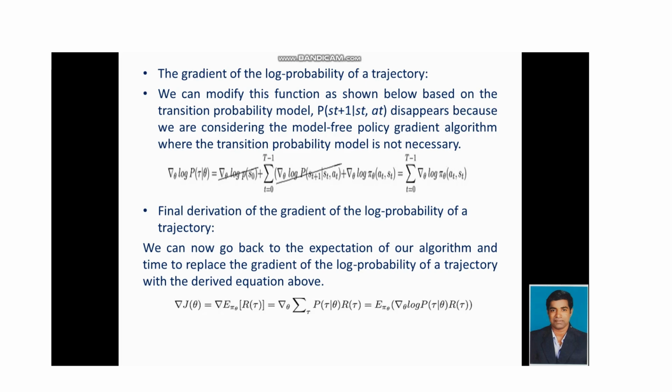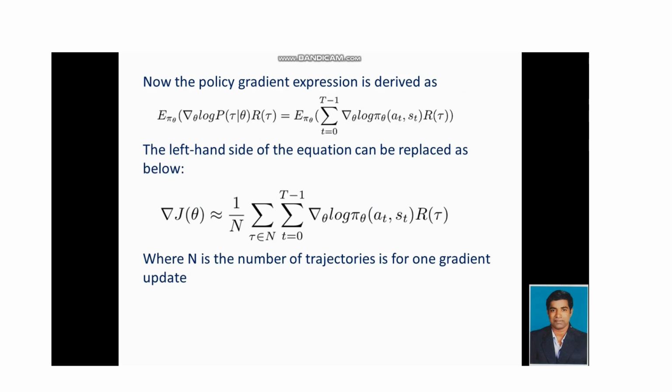Gradient J of θ is equal to the gradient of expectation over π_θ of R(τ), which is the gradient θ of summation over τ of probability of τ given θ times R(τ), that is equal to the expectation over π_θ of gradient θ log probability of τ given θ times R(τ). Now the policy gradient expression is derived as expectation over π_θ of gradient θ log probability of τ given θ into R(τ).